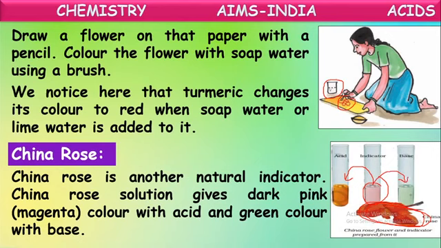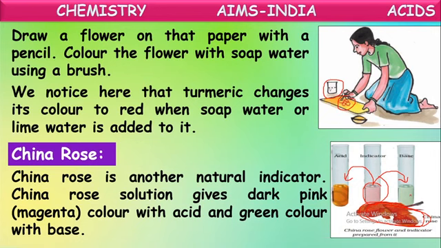In this way, chain arrows also can be used as an indicator and it is extracted from the chain arrow flowers and hence it can be called a natural indicator. So chain arrows give magenta or dark pink color with the acids and a light green color with the bases. Okay, now we have seen natural indicators.